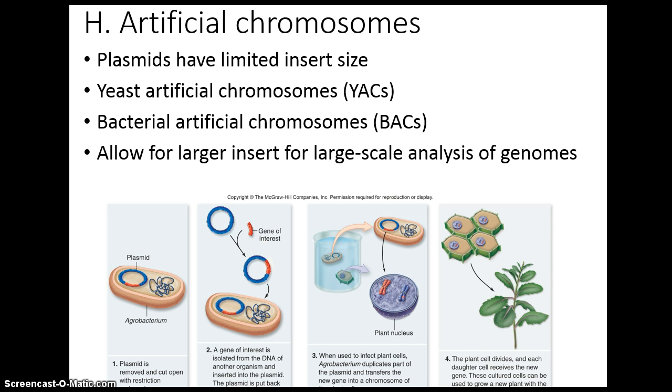Artificial chromosomes: sometimes plasmids are too small for the gene of interest, and so sometimes we use yeast or bacteria as the vector. If we use yeast, it's called a yeast artificial chromosome, or YAC. If we use bacteria, it's a bacterial artificial chromosome, or BAC. These are larger and better able to insert larger genes or a host of genes within an organism.